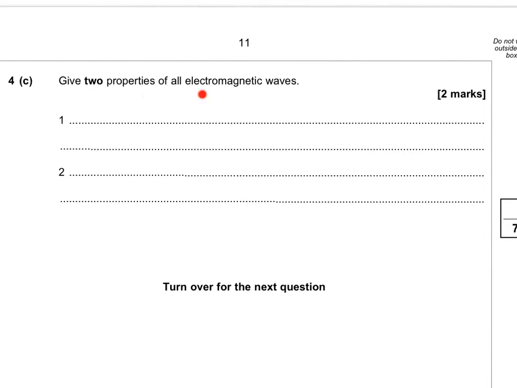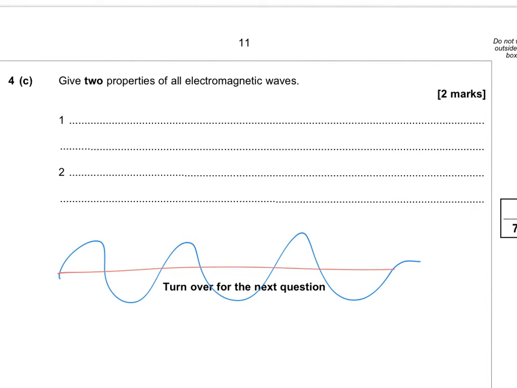This is a classic question about electromagnetic waves. Give two properties of all electromagnetic waves. In other words, what do they all share? Well, all electromagnetic waves are transverse, which means if the wave is travelling in that direction, the oscillations are at right angles to the direction that the energy is travelling in. So it's transverse, and I always do a little t with the right angle to help remember that. Again, something silly that sticks in your head.